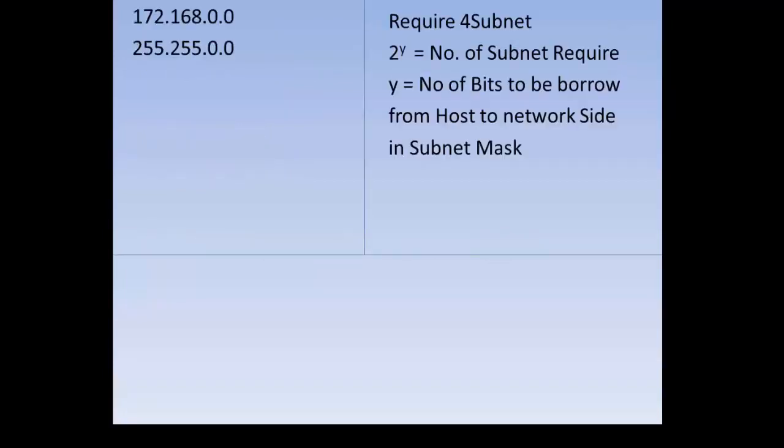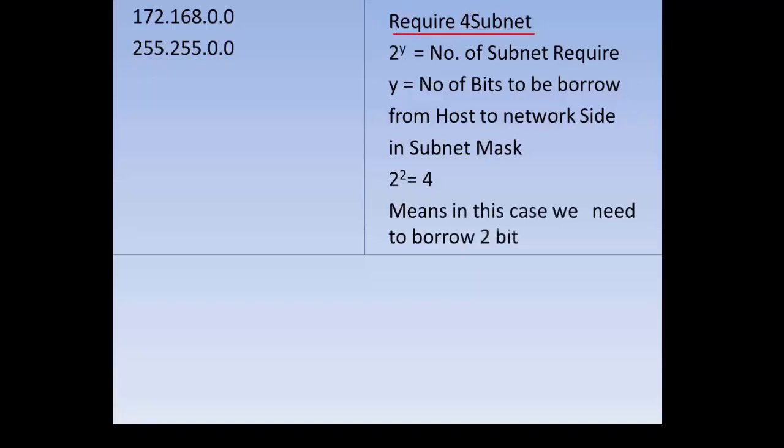So let's start the process again. Same thing. The required subnet is 4. I have to break this particular IP series into 4 subnets. Same formula, 2 raised to power y, that I have to use. According to this formula, what value should I place here that will fulfill the requirement of 4 subnets? Naturally it is 2. 2 raised to power 2 is 4.